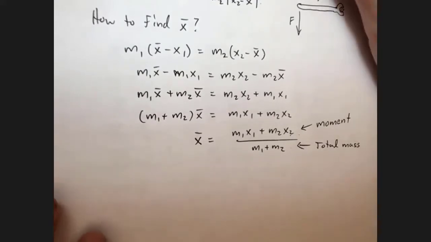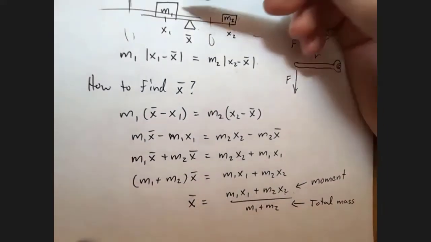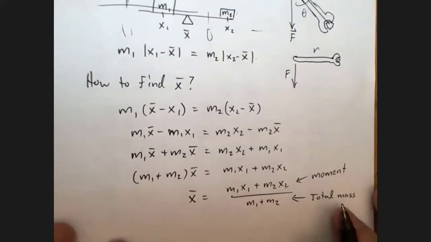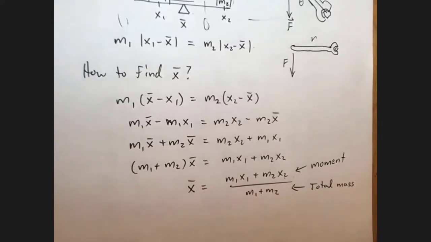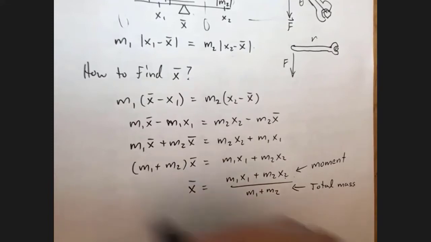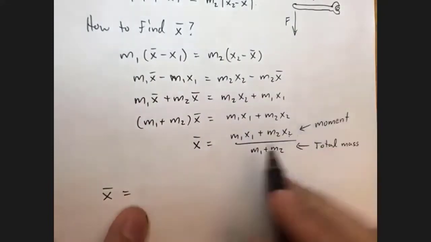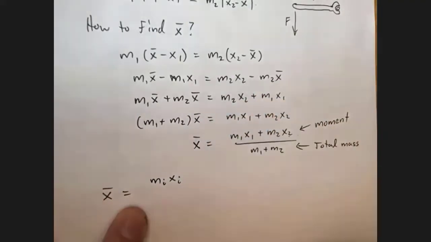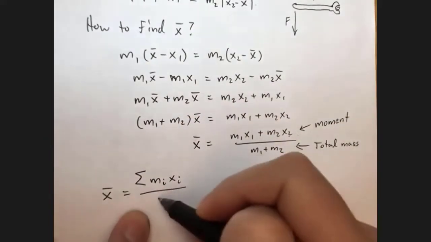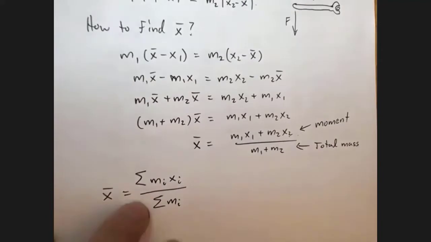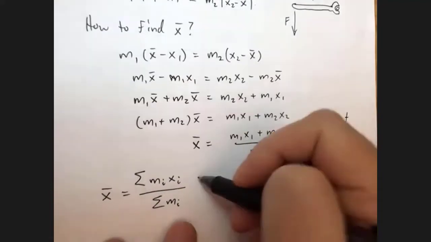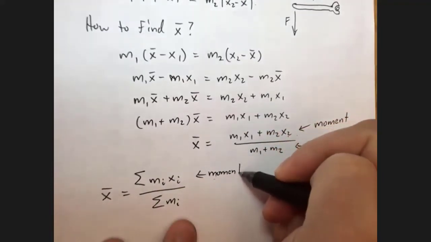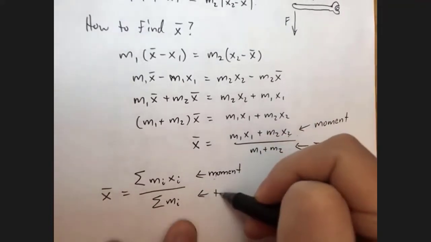And this is also a situation where we just have two masses, but you know what? If you work it out for more than two masses, suppose we had a whole bunch of children jump onto this teeter-totter, same formula works, right? So for each child, you'd take their mass and multiply by their position, and then you'd add them all up. And then you'd divide by the sum of all the masses. That's the moment. And that's the total mass, just the sum of the masses.